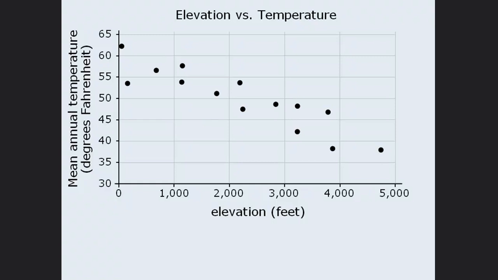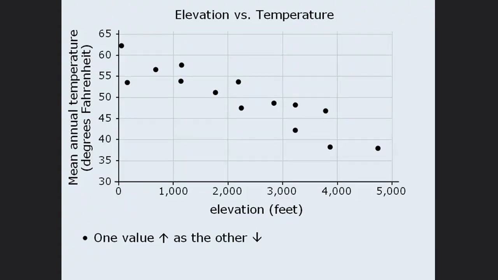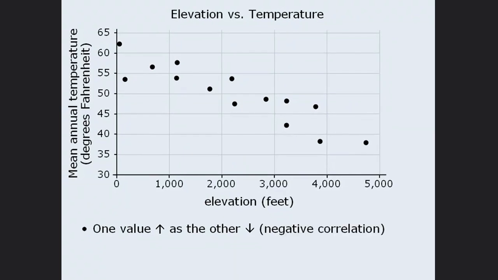We can see that as a town's elevation increases, its average temperature decreases. When we have a relationship in which one value increases while the other value decreases, we say there's a negative correlation. Now, while not all scatter plots on the GRE will feature a trend line, I'll add one here for good measure.